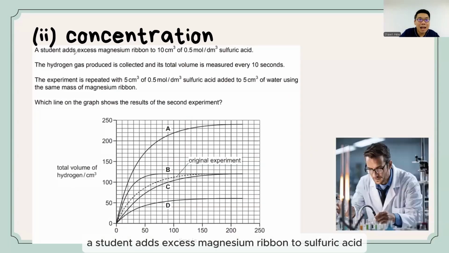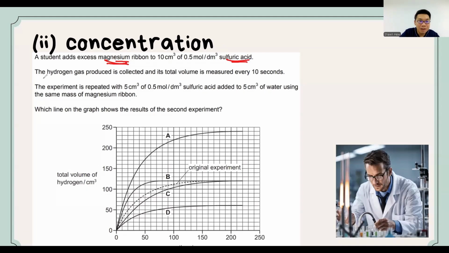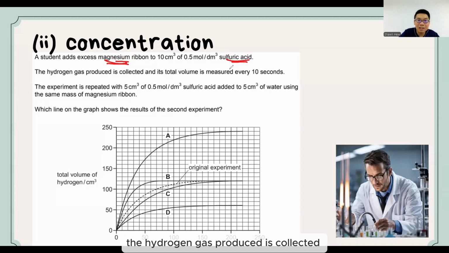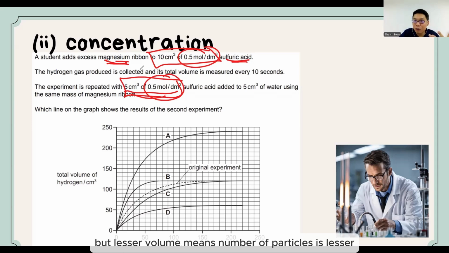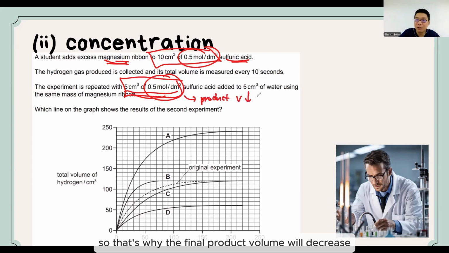Next, a student adds excess magnesium ribbon to sulfuric acid. The hydrogen gas produced is collected and its volume is measured every 10 seconds. The experiment is repeated with this amount. Same concentration, so same rate of reaction, but lesser volume means the number of particles is lesser. So that's why the final product volume will decrease.